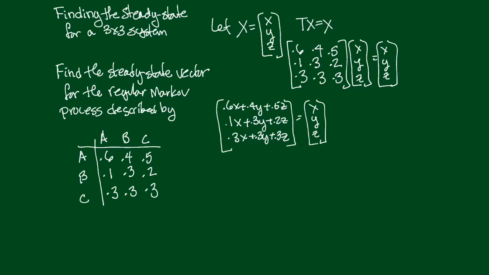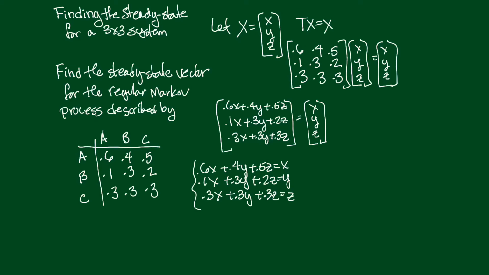And we know two matrices are the same if their components are the same. So we're going to get these equations here, right? This component equals that component. The second equals the second. So let's write this. We'll get 0.6x plus 0.4y plus 0.5z equal to x. 0.1x plus 0.3y plus 0.2z equal to y. And 0.3x plus 0.3y plus 0.3z equal to z. All right, there's our system.